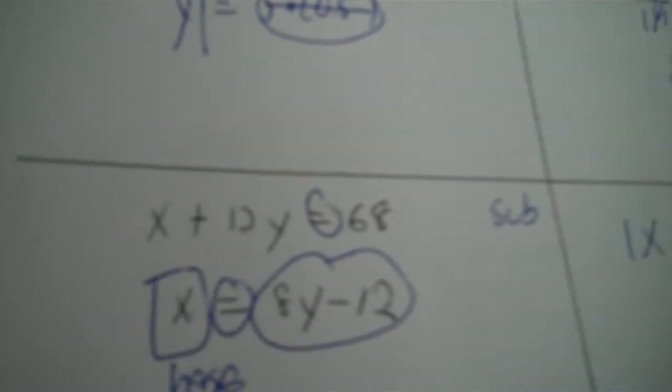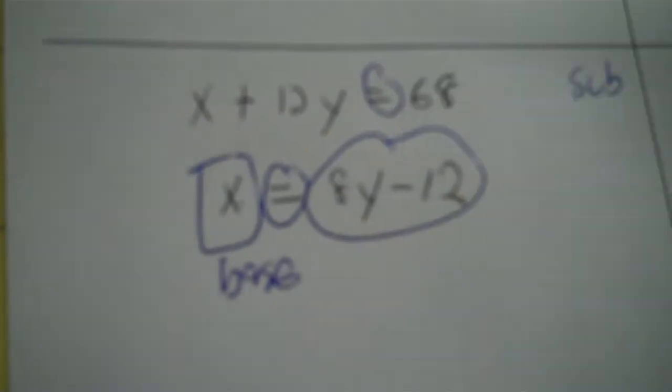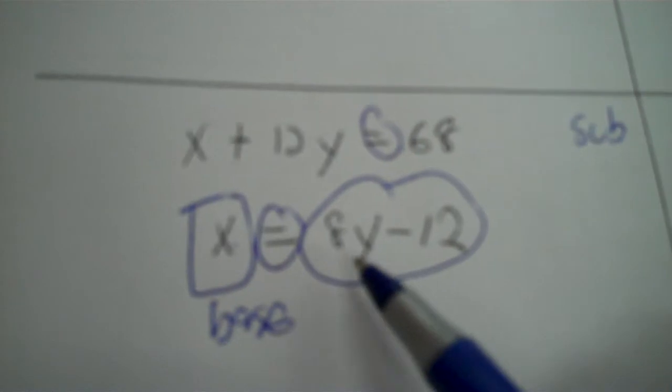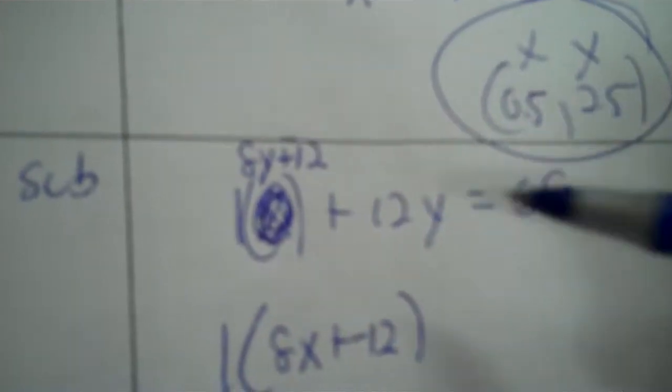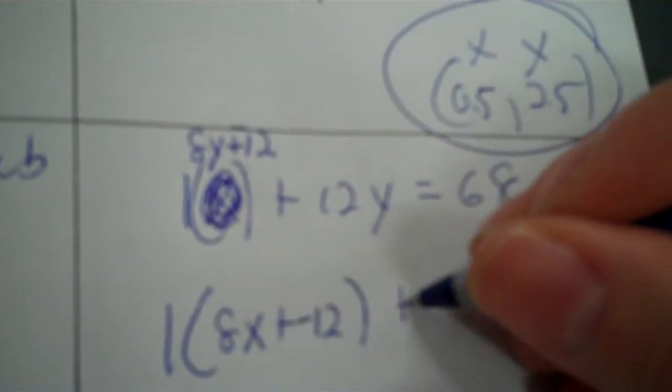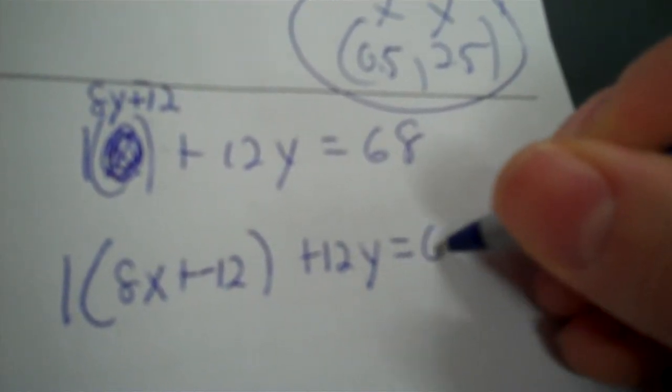Now you guys got to make sure on the off base that y has a coefficient of 12, x has a coefficient of 1. Then whatever the base is, which in this case it's x, we parenthesize the x and replace it with the expression 8y minus 12. Make it plus negative right there if you want. So you got 1, then you make a parentheses and you insert 8y plus negative 12. Then after the parentheses you have to add 12y and then equal it to 68.